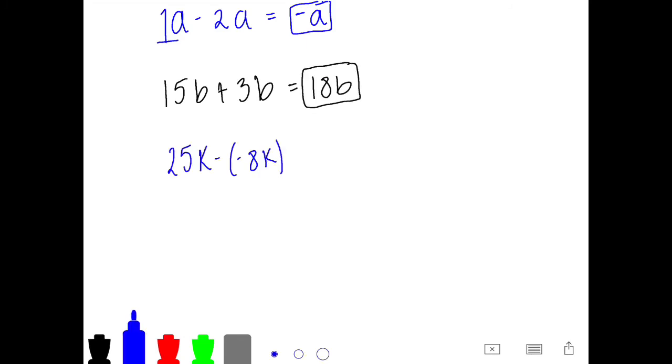Here we have 25k minus 8k. So we have two negatives side by side, two negatives make a positive. So now you have 33k.